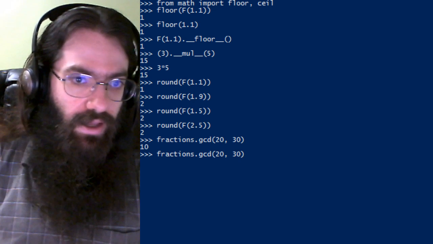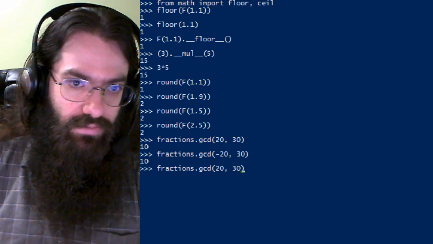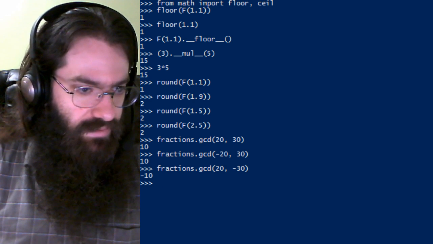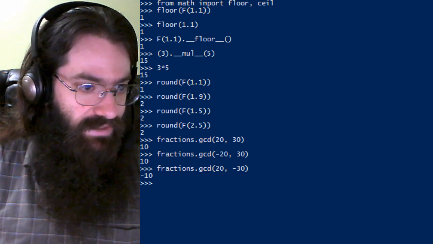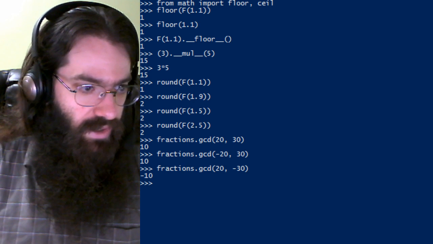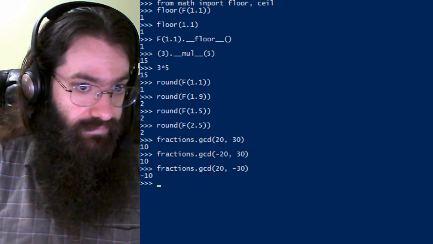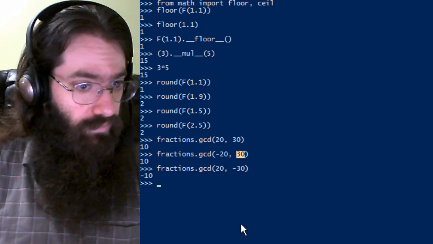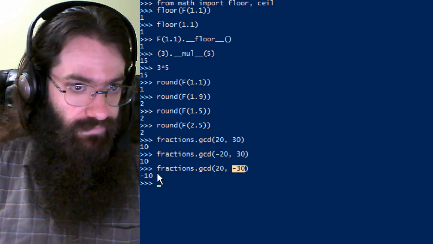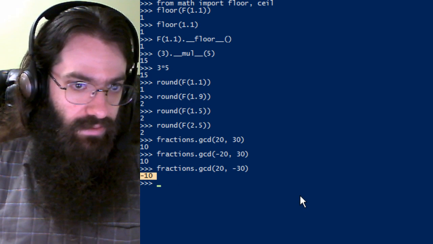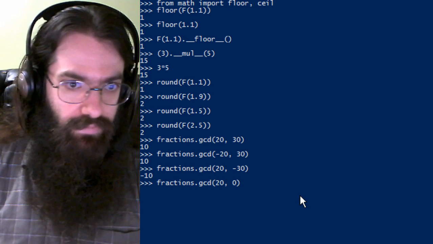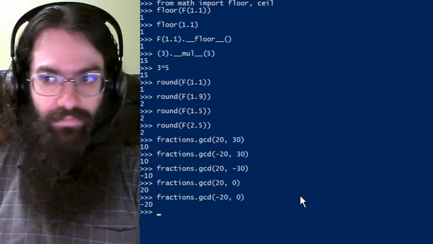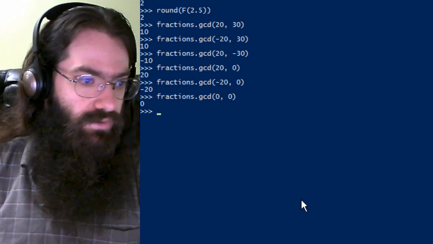Yes. How about if one of them is negative? Also 10. How about if this one is negative? Negative 10. That's what I said about it. It has the same sign as b if b is non-zero. Otherwise, it takes the sign of a. So, b is non-zero, so it takes the sign of b. And here it's negative, so the answer is also negative. How about 0? This is just 20, I guess. And how about negative 20? Should be negative 20. Yeah. And now how about 0, 0, 0, as it says in the documentation.